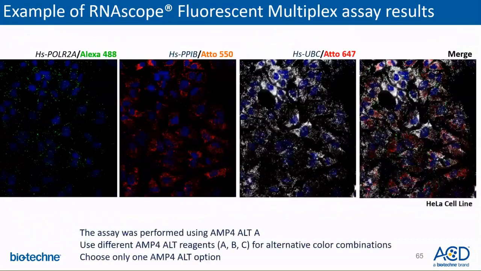When a multiplex fluorescent RNAscope assay is successful, you should see images like the ones shown here. This is using the AMP4 Alt-A option and was performed on the HeLa control cell pellet with human 3-plex positive control probes.